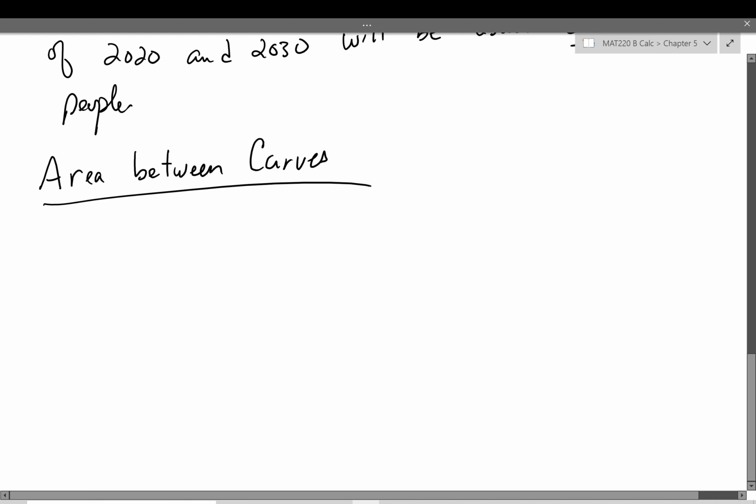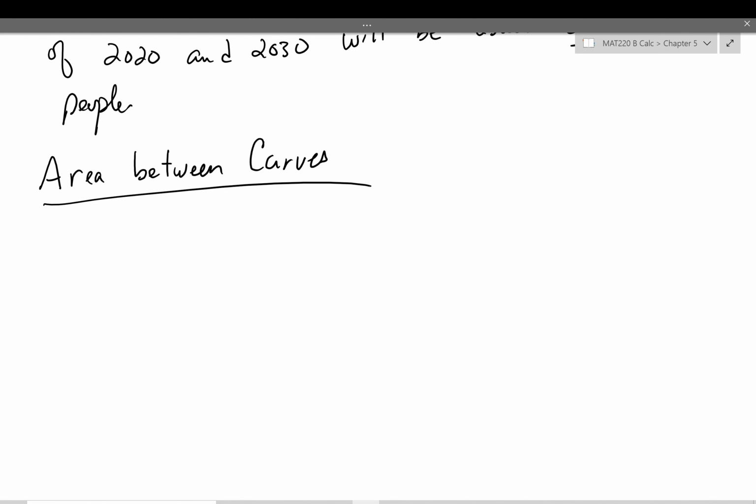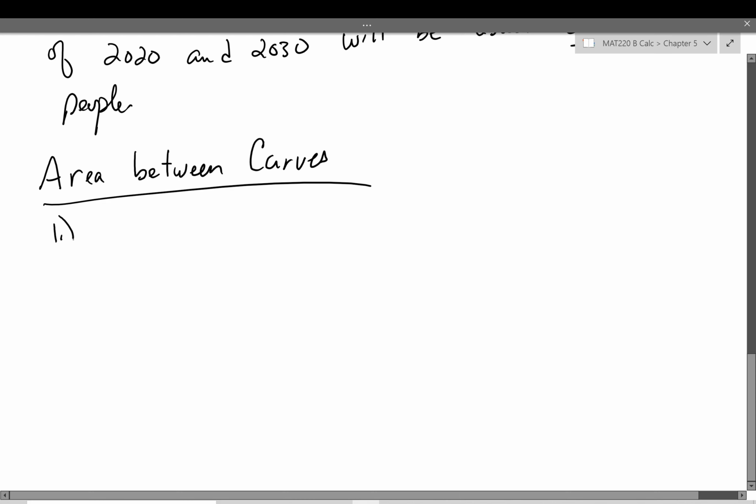Okay, and there is a method to do this. Now, in your book, they kind of do it the opposite way, and I don't know why. It doesn't make sense to me. So here's what we're going to do. The first thing you always want to do is graph.